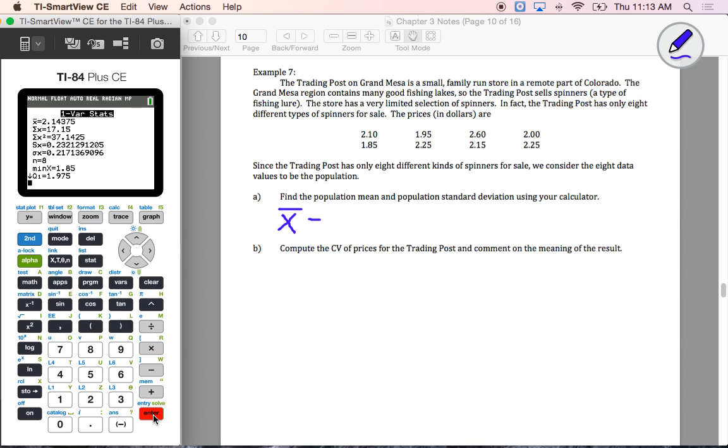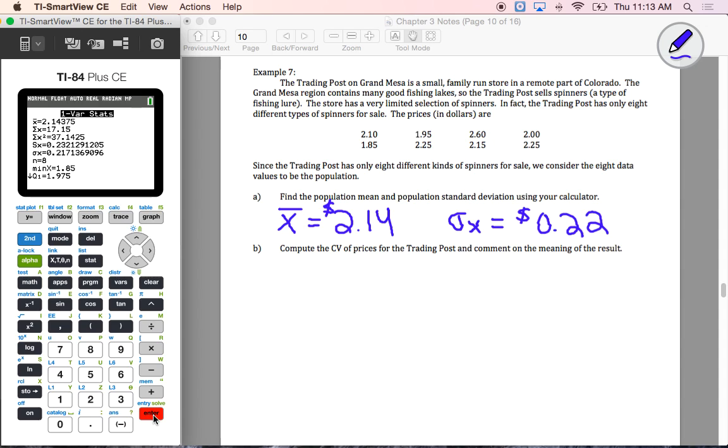So our x bar is going to be 2.14 because it's going to be $2.14. For our standard deviation, we want the sigma x on our calculator. So the sigma x is going to be 0.22, so 22 cents.